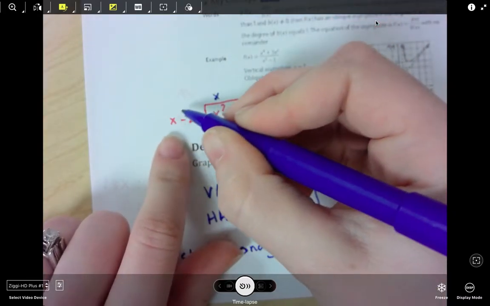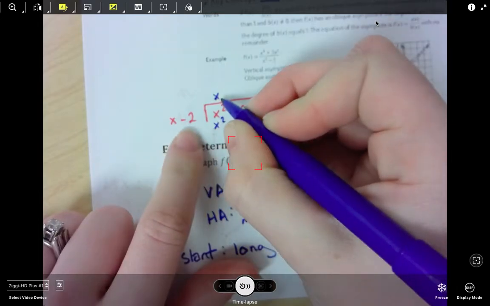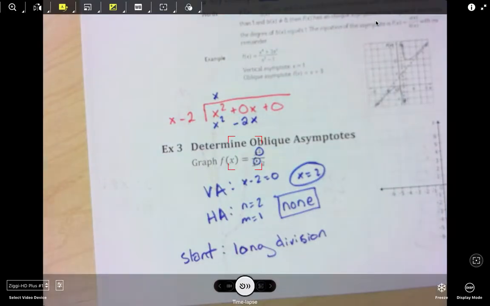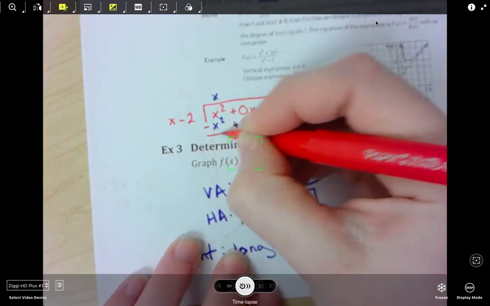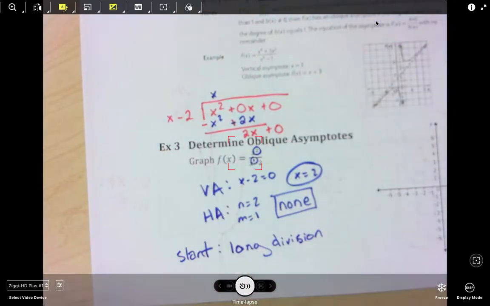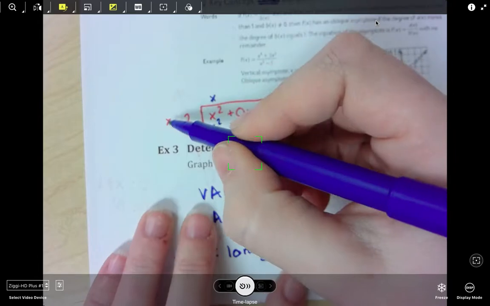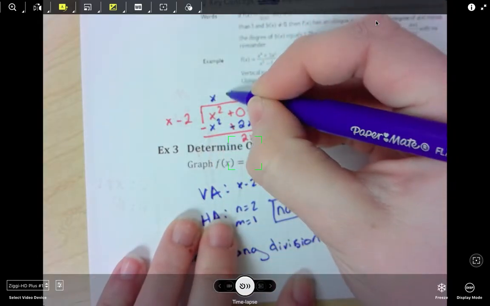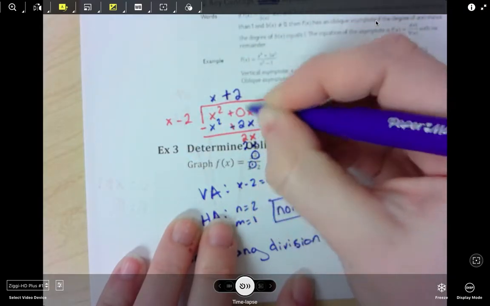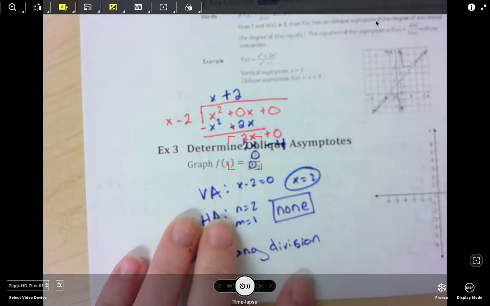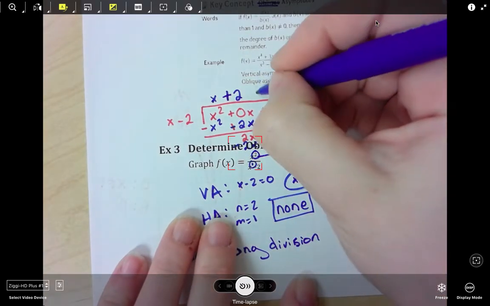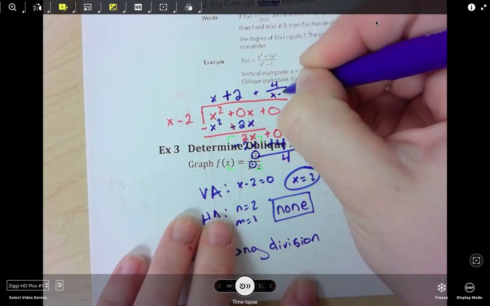So then I take and multiply back through. x times x is x squared, and x times negative 2 is negative 2x. Okay, then I flip the signs, and I go through, and this is 2x plus 0. Okay, one more. What do you have to multiply x by to get 2x, and it's plus 2. So 2 times x is 2x, and 2 times negative 2 is negative 4. Okay, and then I flip my signs, so I get 4, and I have plus 4 over x minus 2.